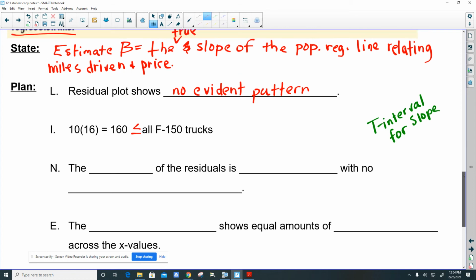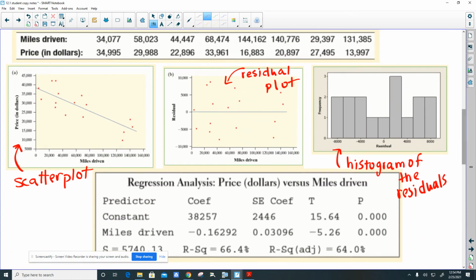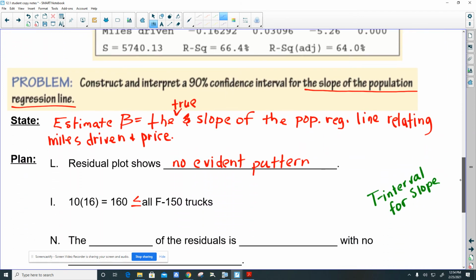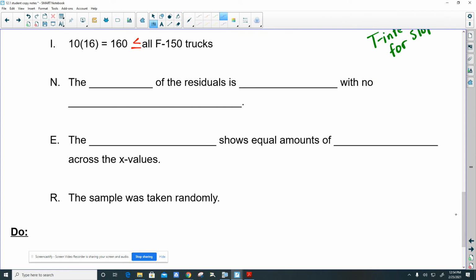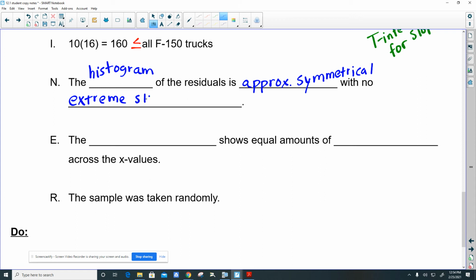The N, the normality check, is when we are looking at this right graph. We are looking at this histogram of the residuals, just trying to make sure there's somewhat of a normal curve to this, no weird skewness or outliers. We want it to be at least approximately symmetrical. So we're going to say that the histogram of the residuals is approximately normal, or you can say approximately symmetrical, either way is fine, with no extreme skewness or outliers.